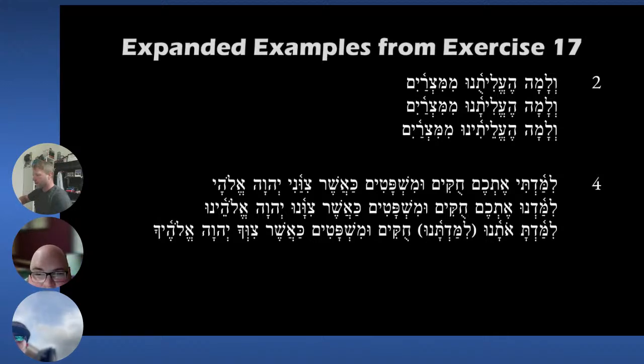לימדתני חוקים ומשפטים כאשר ציווך אדוני אלוהיך. You taught us statutes and judgments as the Lord your God commanded you. Great. So that shifts it all to singular and second person, and then the people getting taught was us rather than you. All right, fantastic.